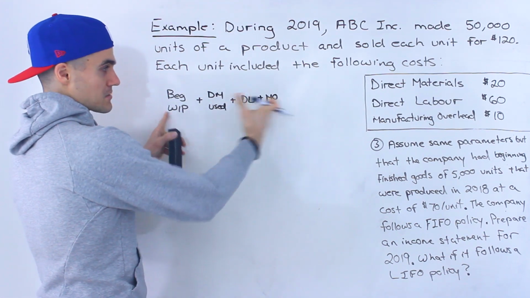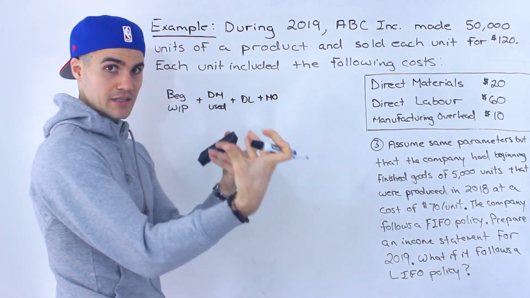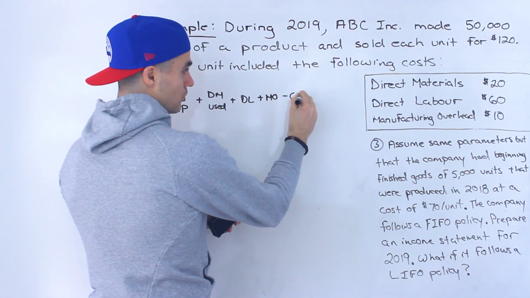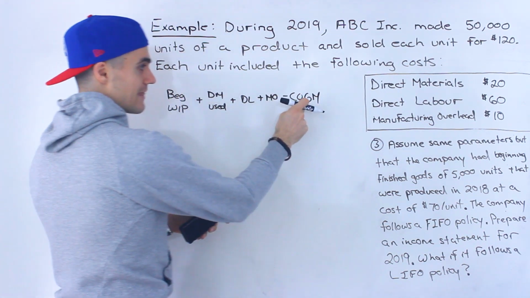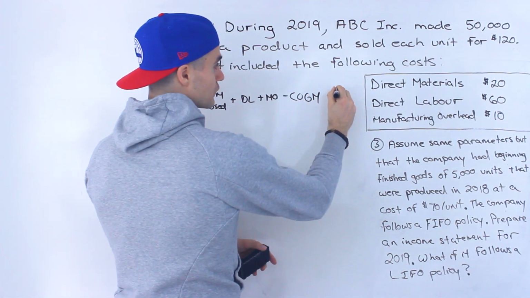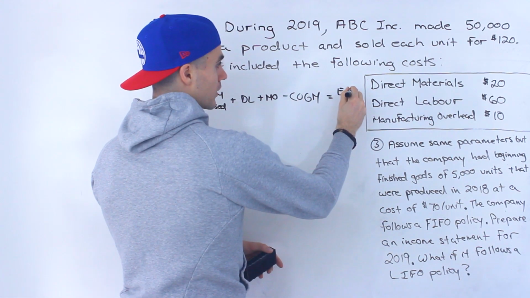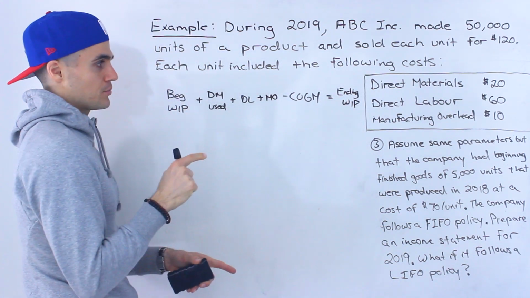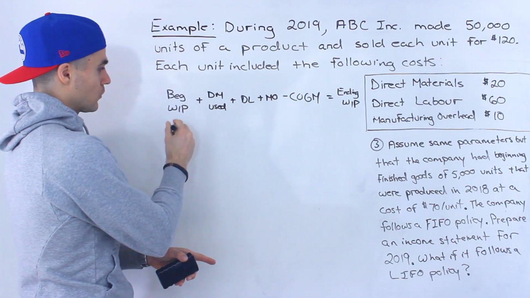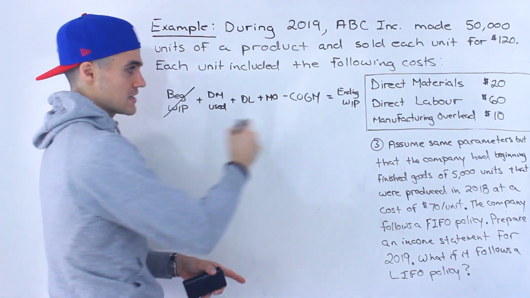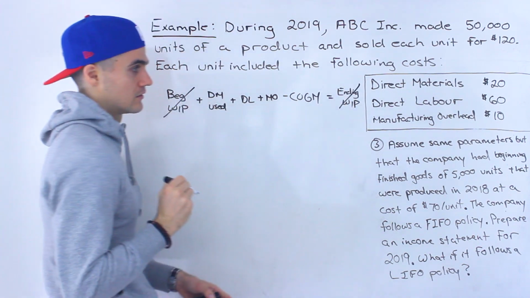A portion of this becomes complete and becomes cost of goods manufactured. We take out those finished goods and that flows into the finished goods inventory, and then we're left with ending work in process. But in this particular example, if you remember, we're told that the beginning work in process is 0. There's no beginning work in process, and there's no ending work in process.